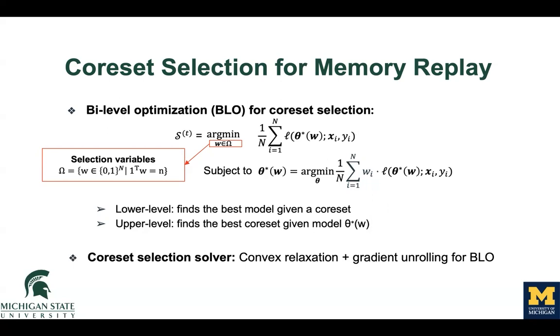To solve this bilevel optimization problem, we adopt convex relaxation on W. And in this case, we can directly use a standard bilevel solver in deep learning, like gradient unrolling, to solve this bilevel optimization problem.